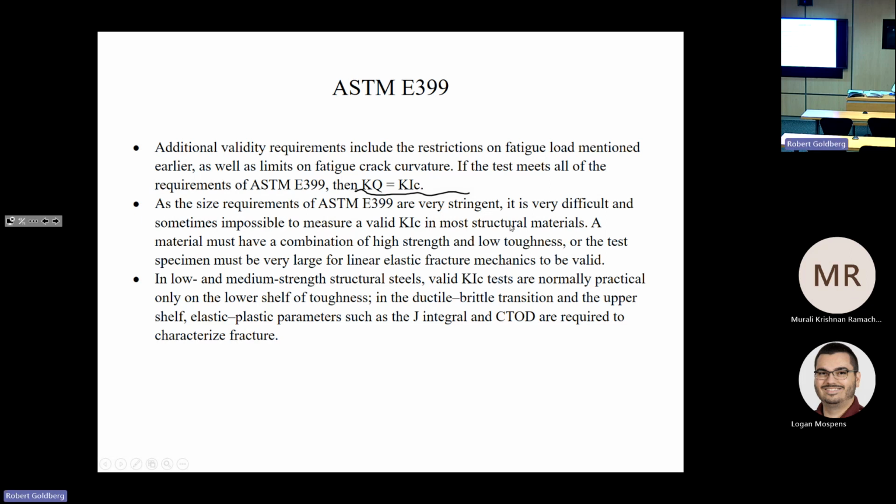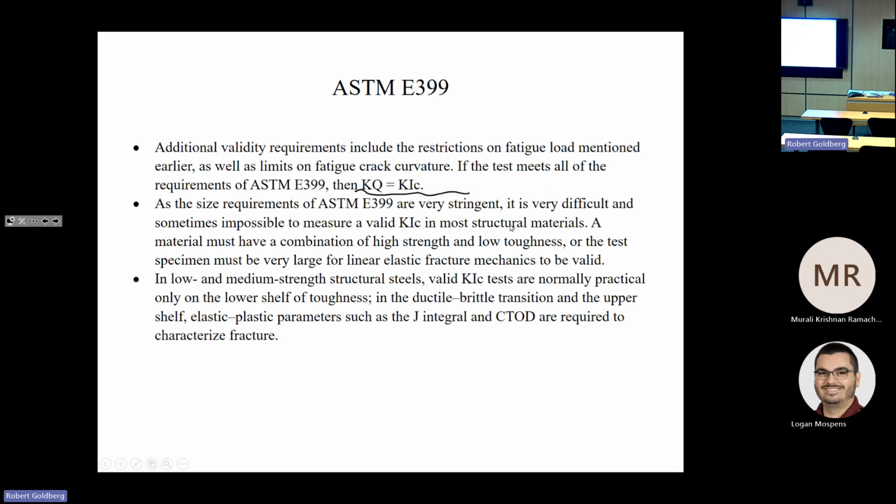Now, the size requirements are very stringent, so for many materials, it's often very difficult to measure a valid K1C. So you either have to have a high strength and low toughness or large test specimens for linear elastic fracture mechanics to be valid.